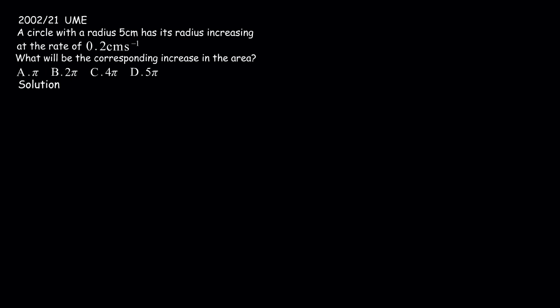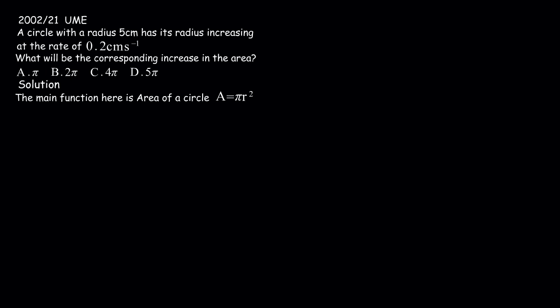Our next question is from UME, and it states that a circle with a radius 5 cm has its radius increasing at the rate of 0.2 cm per second. What will be the corresponding increase in the area? Now, since it's a circle and we know that the area of a circle is equal to pi r squared, this will be the main function in this question.